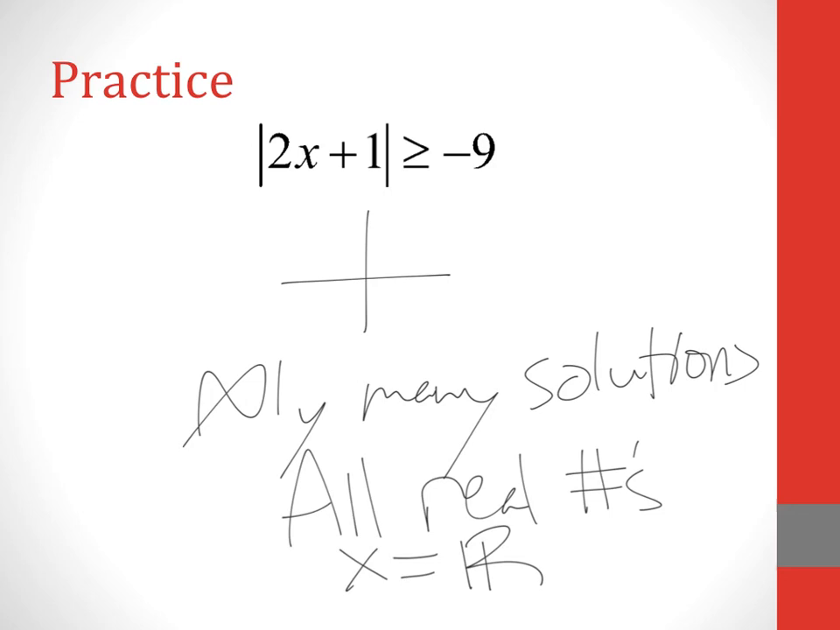But let's think about that for the flipperoo. What if this was less than or equal to? Can an absolute value be less than or equal to a negative number? No, because it's always going to be positive. So in that case, it would be no solution. So if it's less than or equal to a negative, it's no solution. If it's greater than or equal to a negative, it's all real numbers or infinitely many solutions. Well done.